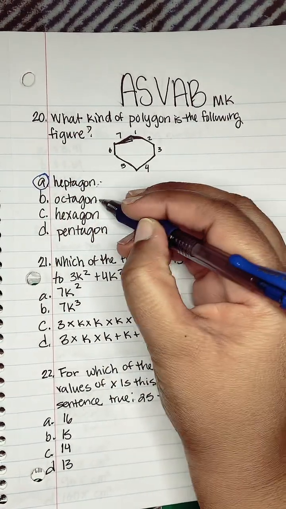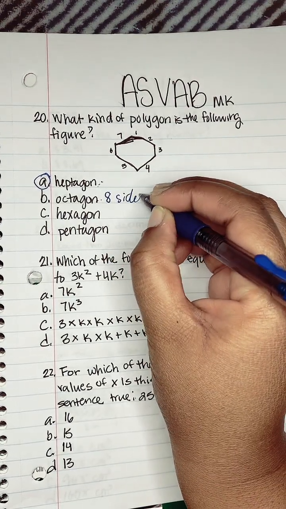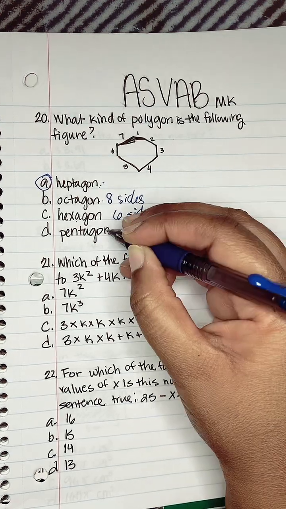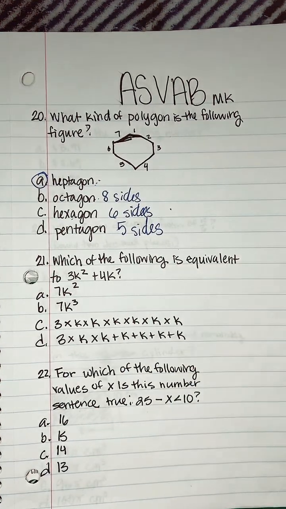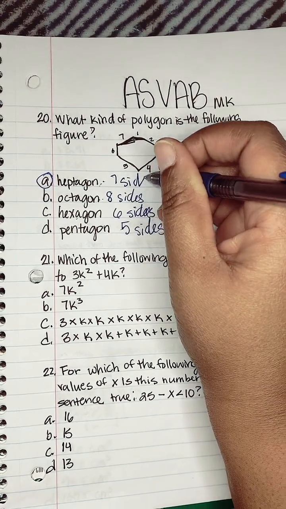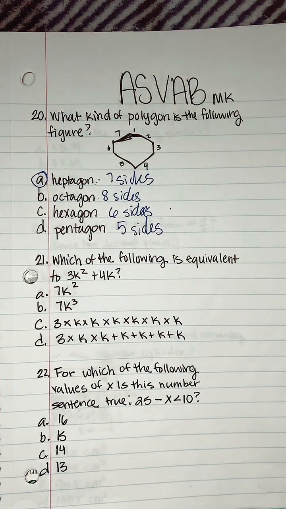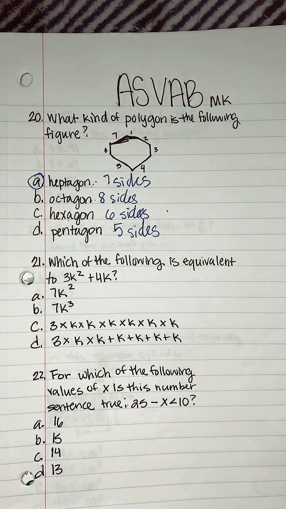Heptagon is 7. Octagon, think about it, is 8 sides, okay? Hexagon is 6 sides. And a pentagon is 5 sides. So a heptagon is always 7 sides. So you would count the sides of the figure, and that's what that means, okay? So these are 7 sides. It's a heptagon.